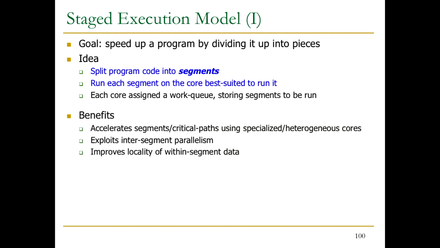There are many benefits of this. Clearly, you get inter-segment parallelism. You can accelerate segments and critical paths using specialized or heterogeneous cores. And you improve locality of within-segment data. So these are 3 key benefits that we've seen. So we're generalizing the model, actually. You could do this on any arbitrary thread execution. It's not just critical sections, right? You have just this notion of segments, and you specialize your execution units to those segments. In a sense, it's the ultimate form of heterogeneity. And if you can find common segments in code, you could have many of these specialized units, right?